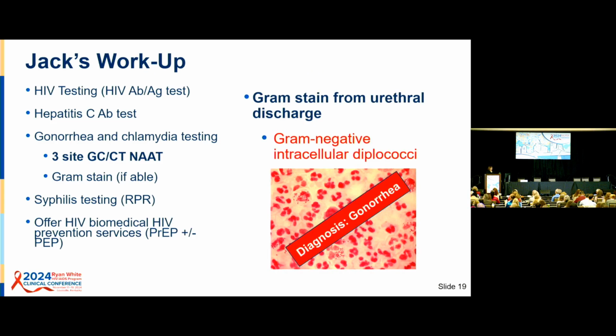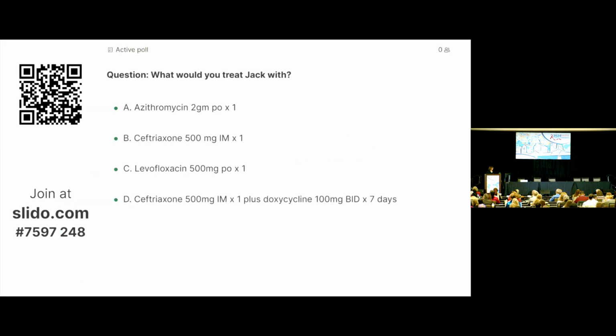So just to follow up on Jack, when you talk to him, he does describe that he has discharge. You actually have a microscope. I don't know who has a microscope anymore, but he does have gram-negative intracellular diplococci, and you diagnose him with gonorrhea. So what would you treat him with? You're going to give him azithromycin 2 grams, ceftriaxone 500, levo 500, or ceftriaxone plus doxy. Remember, I'm not trying to trick you.